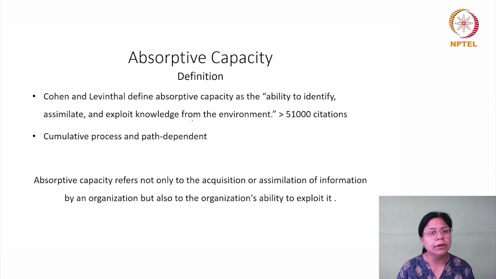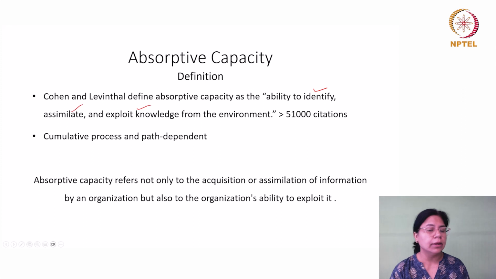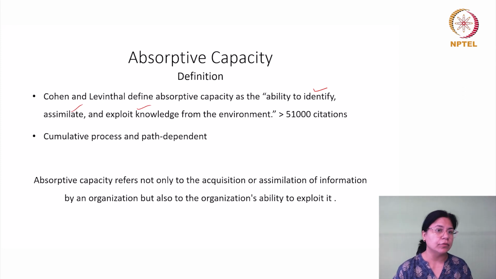Next, we will learn about the absorptive capacity of the buyers, which is going to play a very important role in terms of adaptation of the new technology which is coming from the supplier. This particular concept is given by Cohen and Levinthal, and they define it as the ability to identify, assimilate, and exploit knowledge from the environment. In fact, this paper has received more than 51,000 citations. So you can imagine the importance of this particular concept, not only with respect to markets for technology but also the economics of innovation.